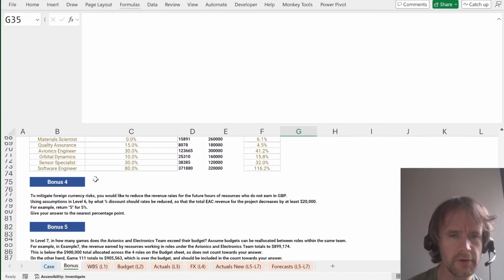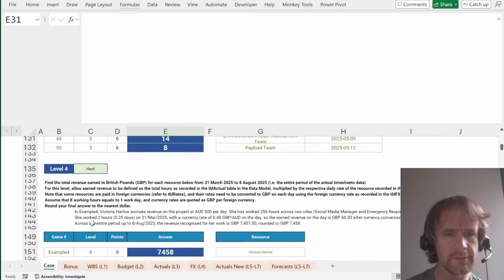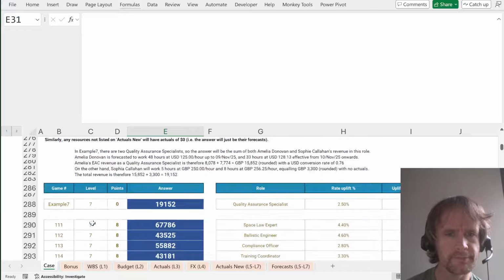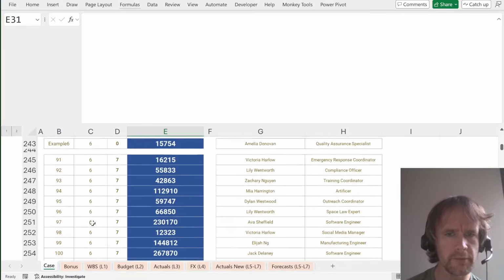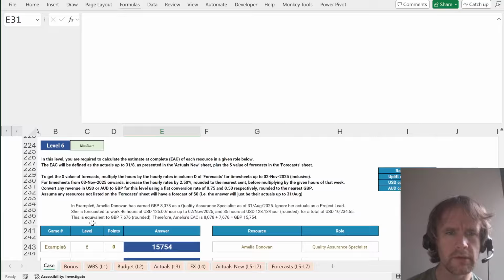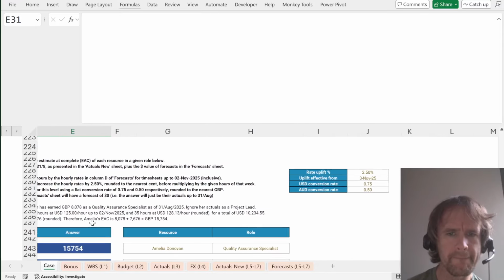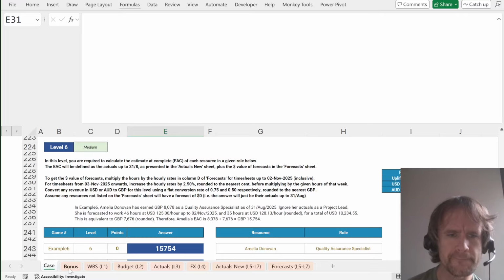But anyway, to mitigate foreign currency risks, you'd like to reduce the revenue rates for future hours of resources we do not earn in GBP. Using assumptions in level 6, by what percent discount should rates be reduced so that the total EAC revenue for the project decreases by at least $20,000? Gulp. Sorry, what was level 6 again? I think level 6 was before it went completely mental. Yes, okay.